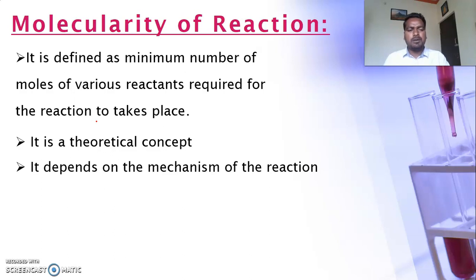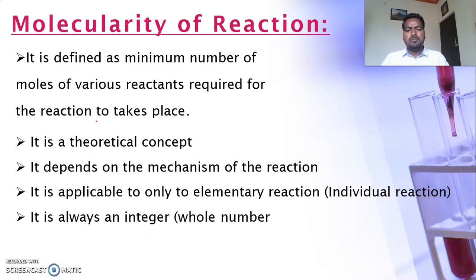It's a theoretical concept. It doesn't have any experimental background. We are just writing the reaction, balancing it, and then predicting its molecularity, and it is applicable only in the case of an elementary reaction, because some reactions pass via 2 to 3 steps. If you write the mechanism, you will get the number of steps. For those steps, this molecularity concept is not applicable. It is applicable only for the final overall elementary reaction, and it is always an integer.